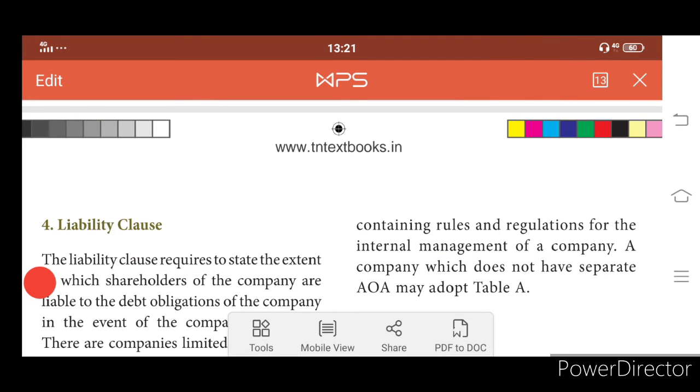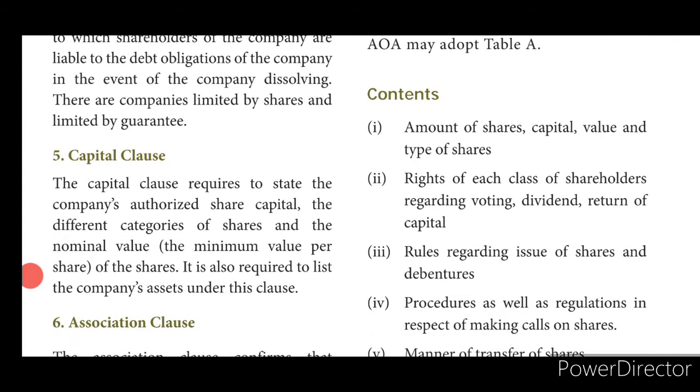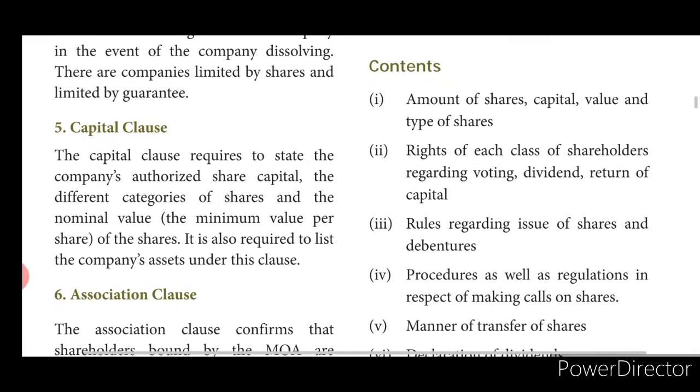A company which does not have separate AOA may adopt Table A. If they don't have any articles of association, they can go with the common rules as per the Companies Act, which are there under Table A, so that also they can follow. If they feel that they don't want to follow this, they can just go with that.